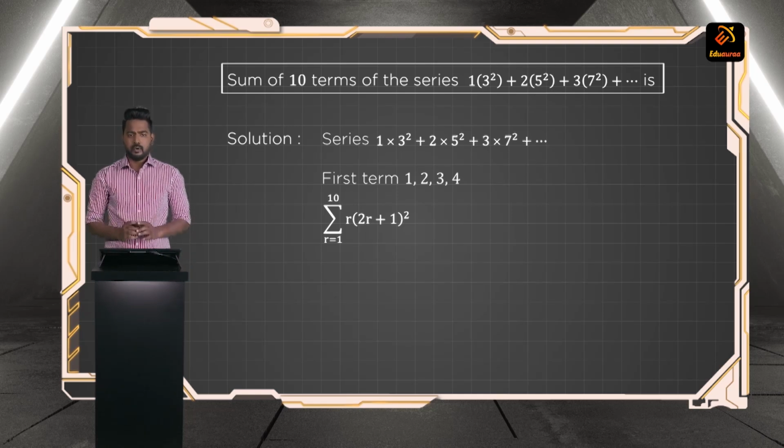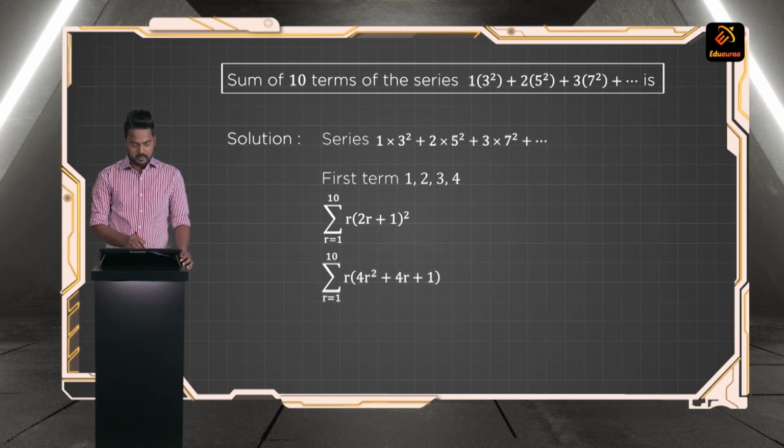Now I know summation cannot go inside multiplication. So what I am going to do is, first I will open the square bracket. So summation R equal to 1 to 10, R as it is, 2R plus 1 the whole square can be written as 4R square plus 4R plus 1.